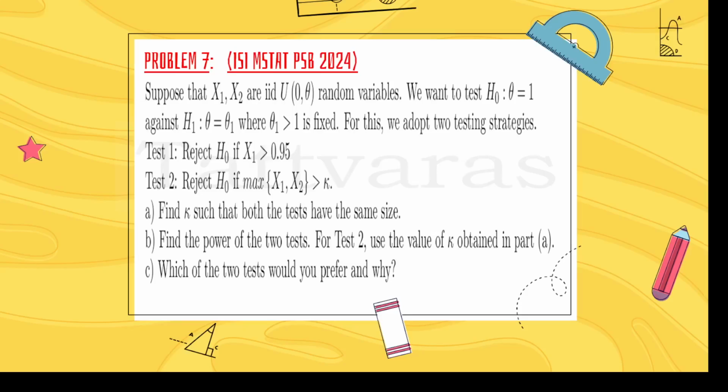Next, we are given two tests. The first test is reject H0 if X1 is greater than 0.95. The next test is reject H0 if the maximum of X1, X2 is greater than κ. So we need to find κ based on the condition that both the tests have the same size. Then we have to find the power of the two tests and declare which test we prefer.